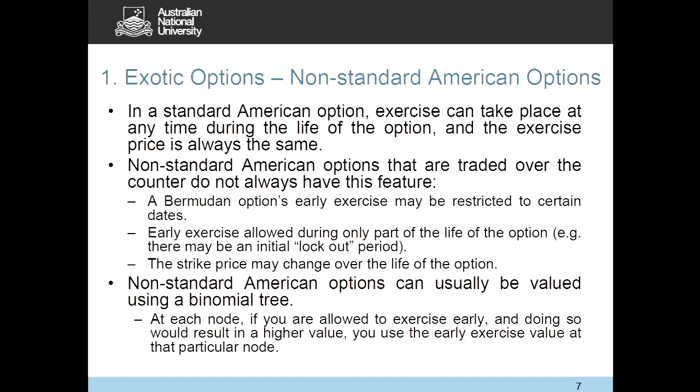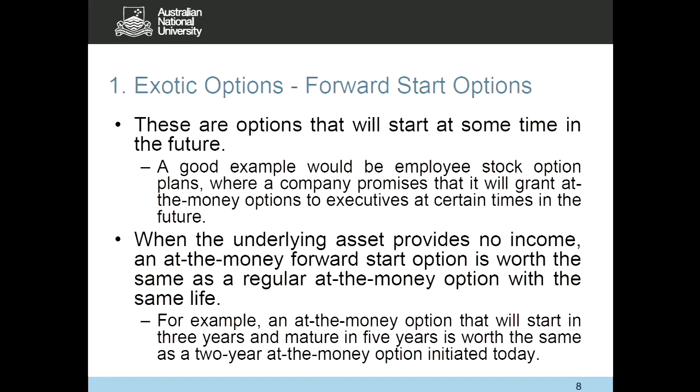So with a Bermuda option, you read the question carefully, you see which period you can exercise early, and you do the comparison between intrinsic value and the discounted value for that certain period. And for the rest of the period, you can simply discount back the option payoff. All right? So that's the non-standard American option.